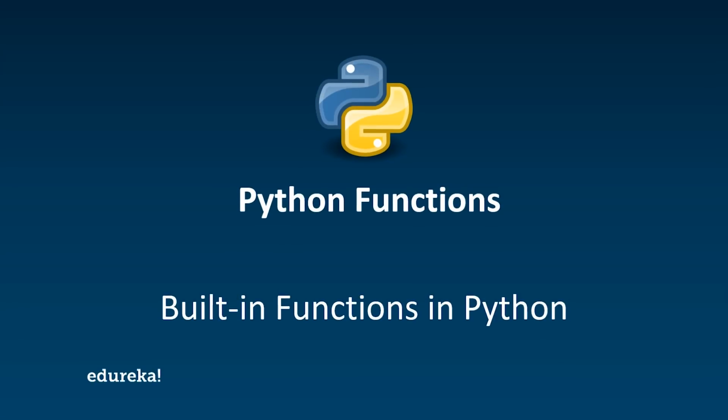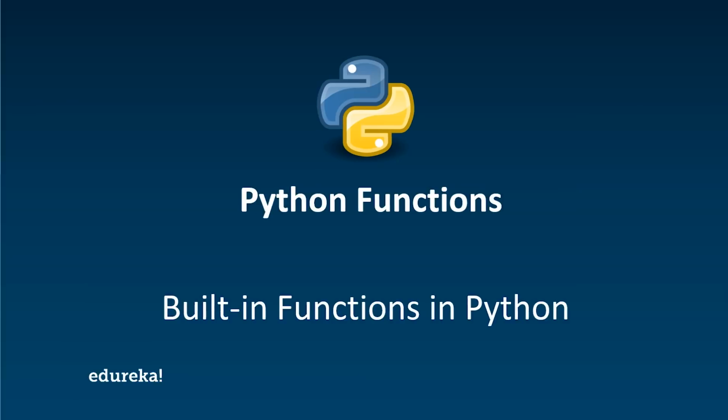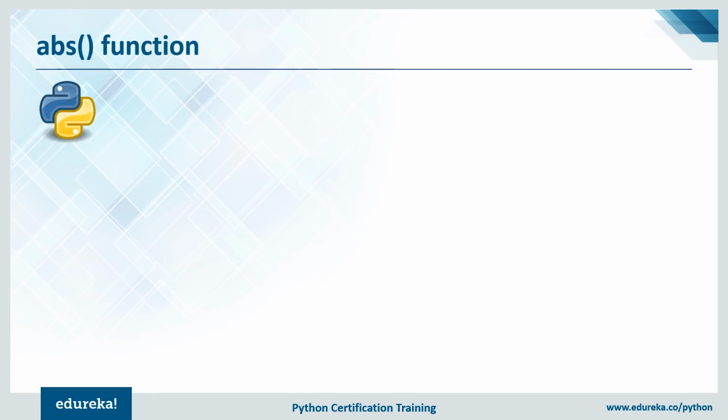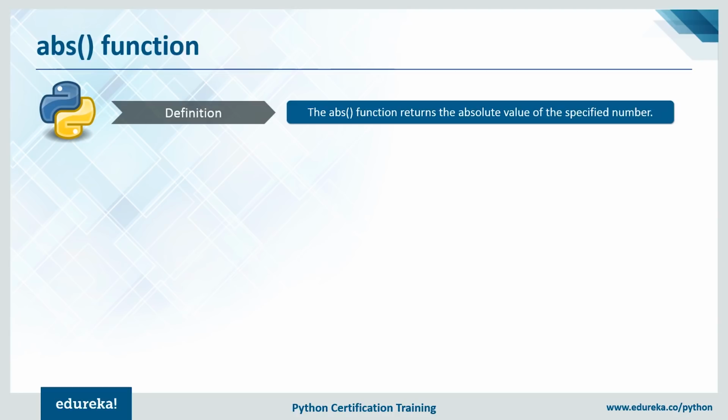So let me quickly walk you through some of the major built-in functions which are available in Python. So guys, the first function I have for you is the absolute function. I am sure many of you can guess what the absolute function is, but let me walk you through this function, right? First I have the definition for you. So basically the absolute function returns the absolute value of a specified number. Well, that's confusing. What do we mean by absolute value?